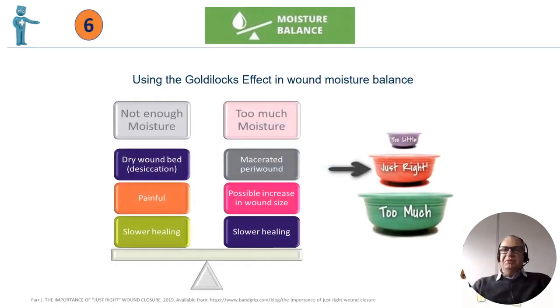So the moist balance, remember that we're talking about a moisture balance. So we're not talking about a wet wound. We are talking about looking at a balance where the wound is not too wet, but it's also not too dry, because only then can we achieve it.